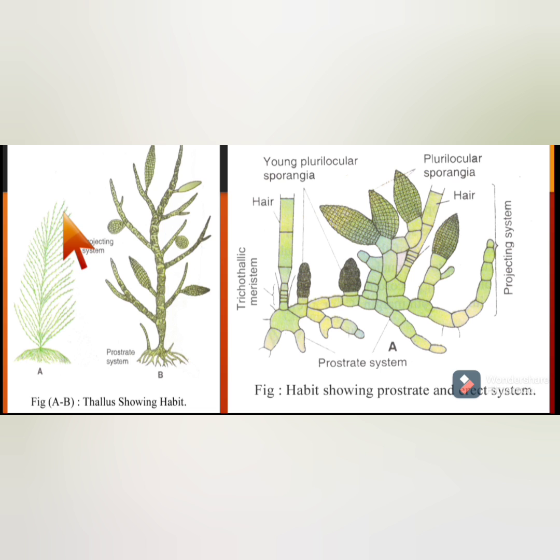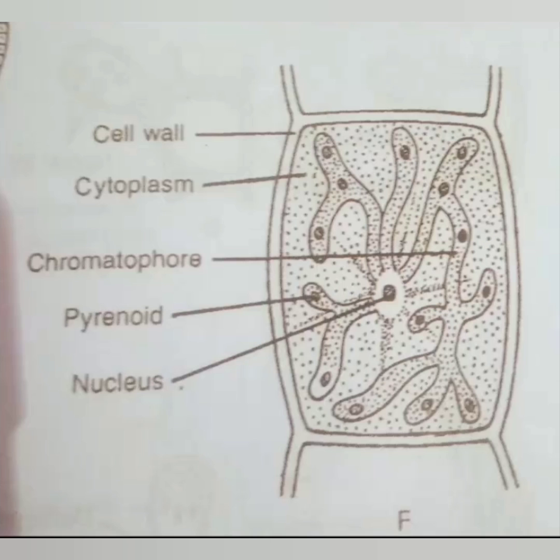Now we will discuss the cell structure of Ectocarpus. Okay, next is the cell structure. If you take a look at a single cell, the cells are rectangular or cylindrical. This is an enlarged picture of a single cell. As you can see, it is rectangular or cylindrical in structure, and the cell wall is differentiated into an outer wall and an inner wall.